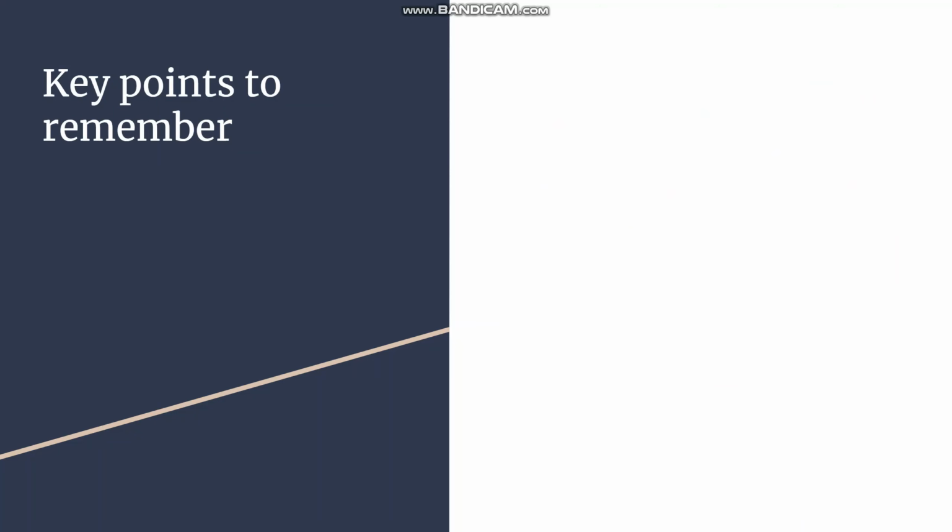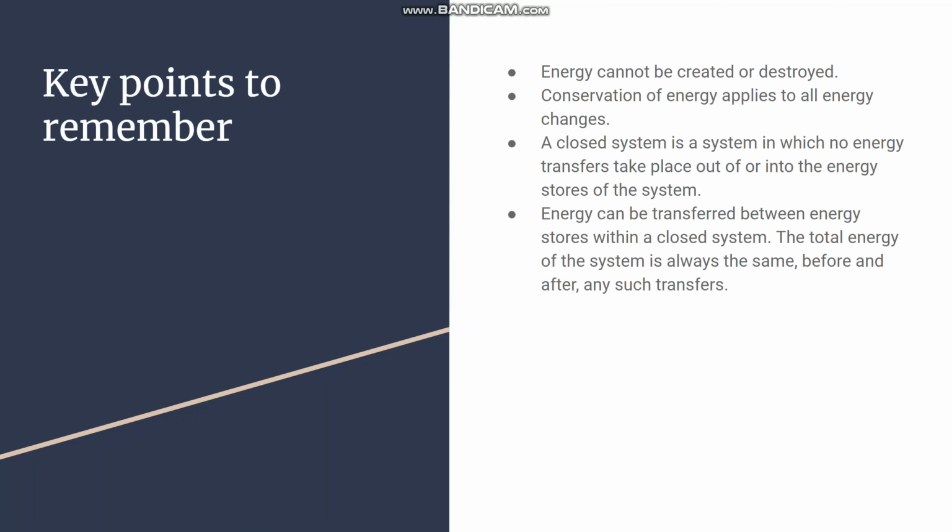Key points to remember. Energy can't be created or destroyed. Conservation of energy applies to all energy changes. A closed system is a system in which no energy transfers take place out of or into the energy stores of the system. Energy can be transferred between energy stores within a closed system. The total energy of the system is always the same, before and after any such transfers.